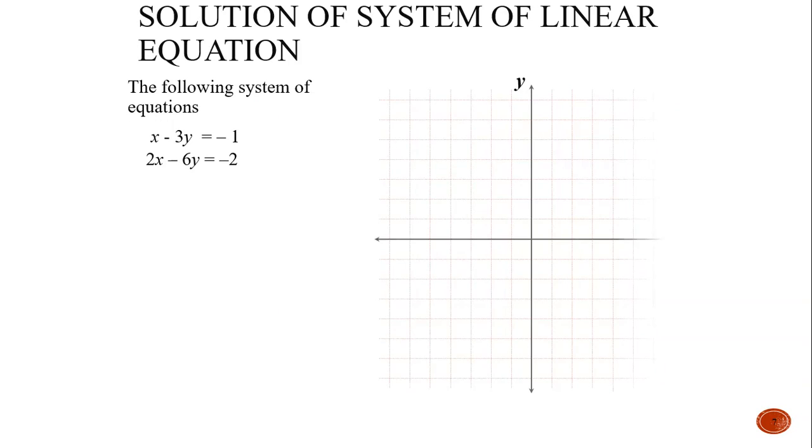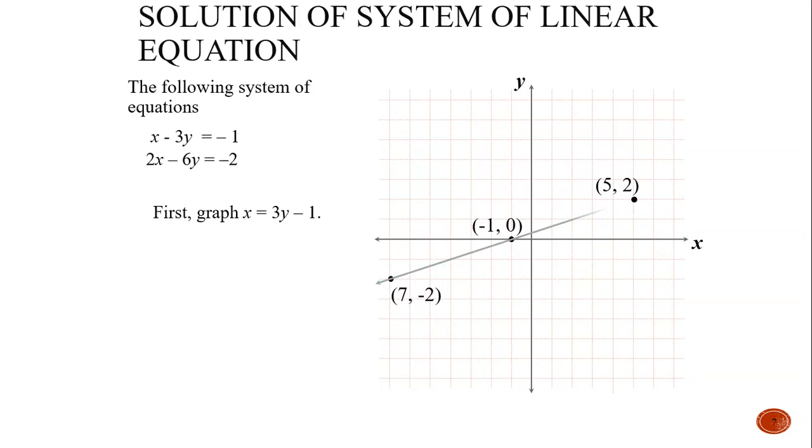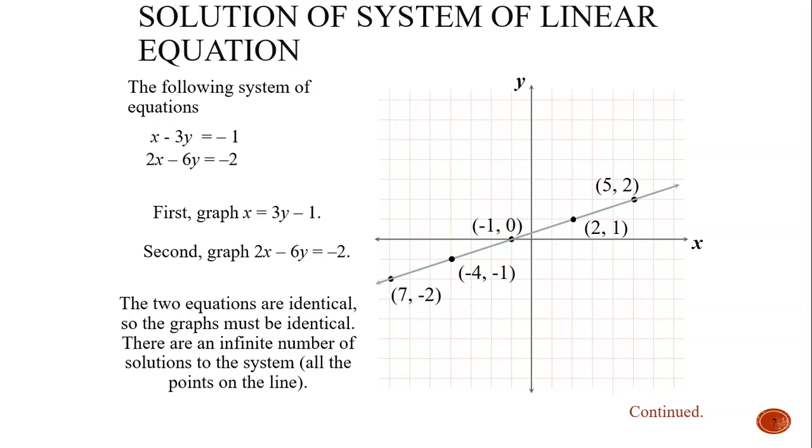Now in the second example, we use the same graphical method, and we draw these two lines. In this example we can see that the graph of the first equation, x minus 3y equal to 1, will be this straight line, and also the graph of 2x minus 6y equal to 2. So these two equations are identical, so the graphs must be identical.